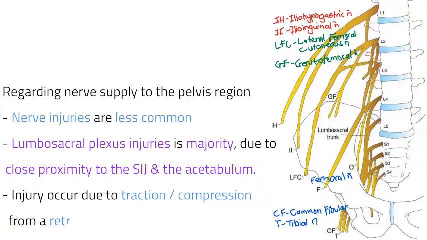Nerve injuries are less common. Lumbosacral plexus injury is the majority. It is due to close proximity to the sacroiliac joint and the acetabulum. Injury occurs due to traction or compression from a retroperitoneal bleed.